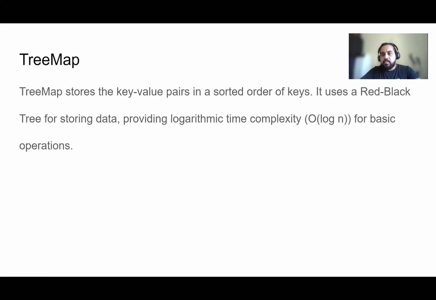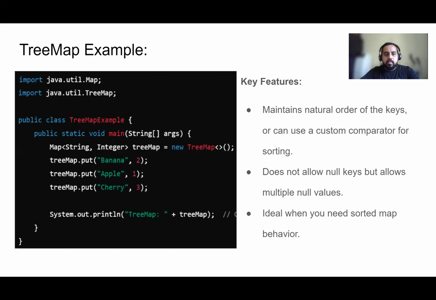What is that red black tree? When we get to the data structure and algorithm classes, I'll explain that to you. It provides O of log n for basic operations. The time complexity is logarithmic. This is what TreeMap uses.